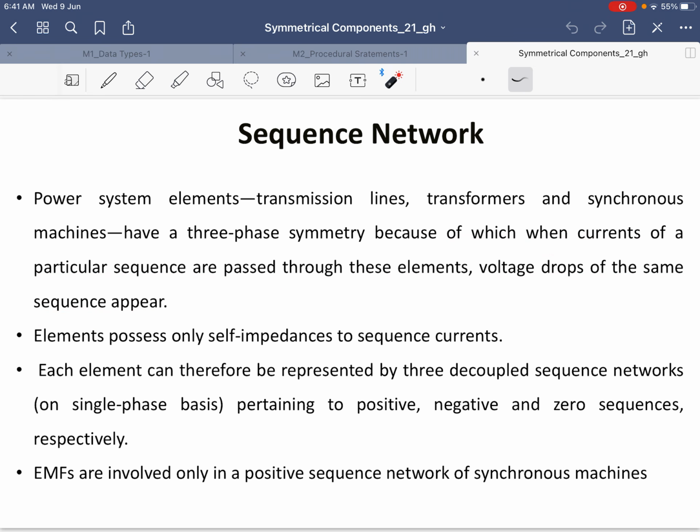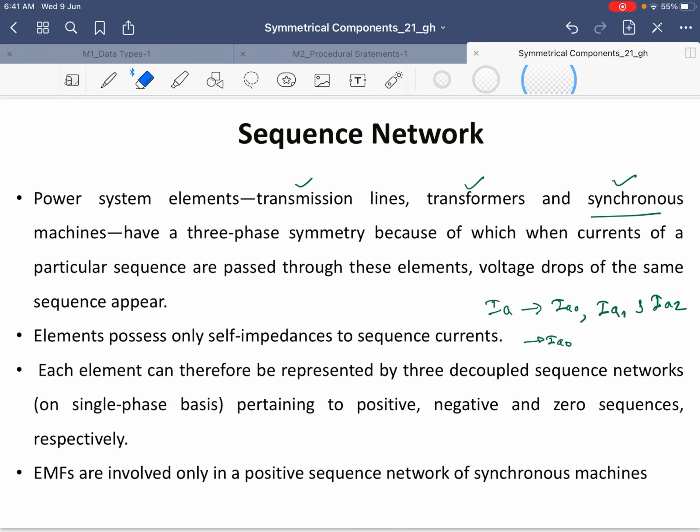For example, if we take phase A, that is resolved into IA0, IA1 and IA2. Then if the current flowing in any element, either a transmission line, a transformer or a synchronous machine, one at a time, say a synchronous machine, if the current IA0 is flowing in the network, then that network is called the zero sequence network.